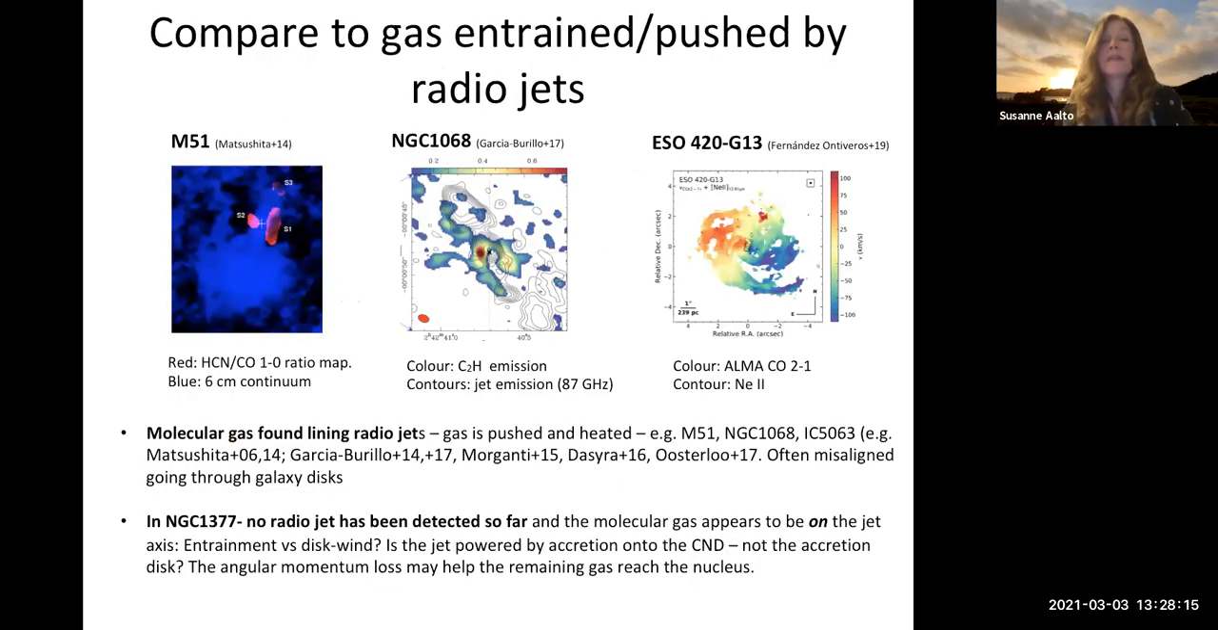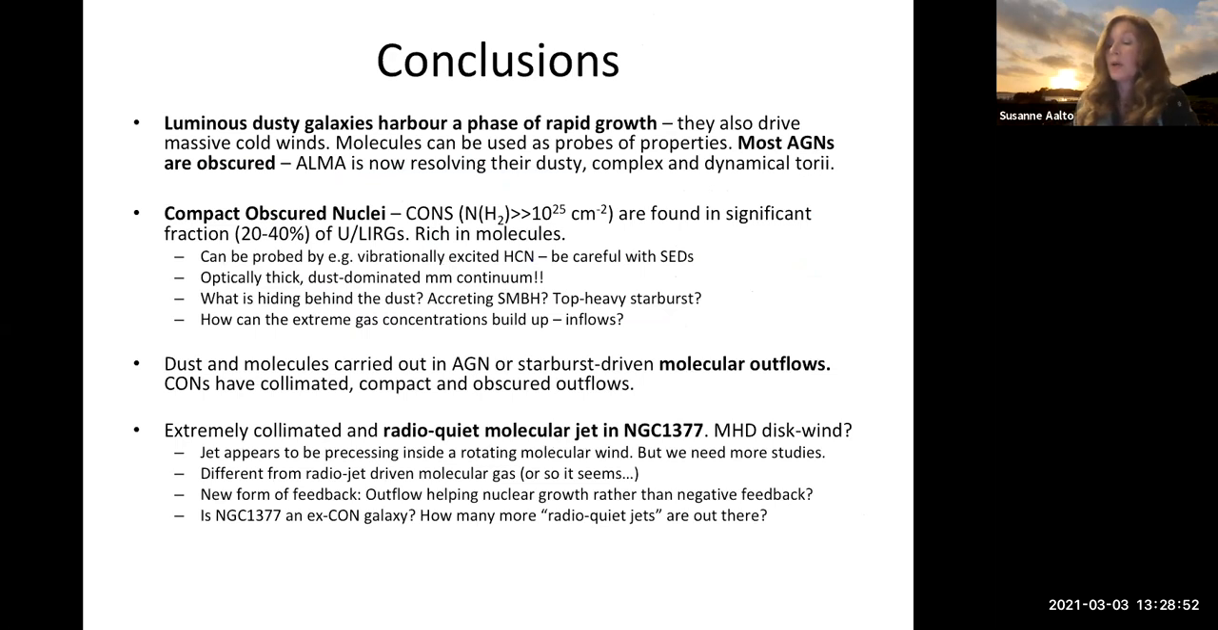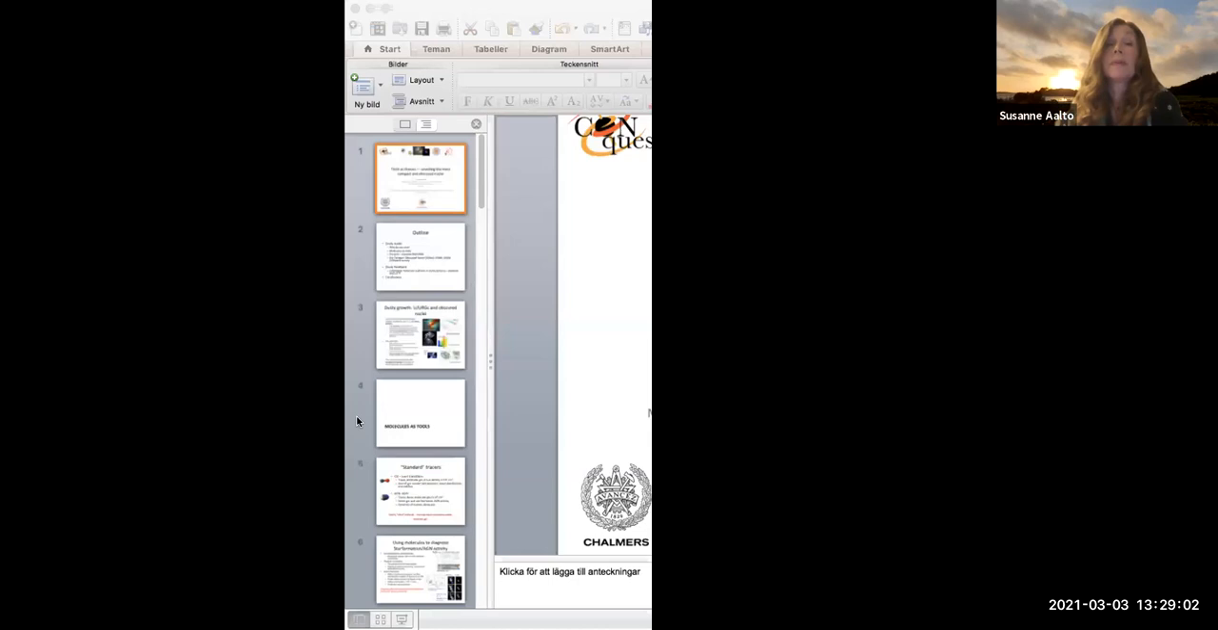And to conclude also that this molecular jet is very different in its structure compared to objects that have radio jets, where the molecular gas is lining the radio jet, and the radio jet is going through the disk, pushing gas in the disk of the host galaxy. This jet in 1377 is perpendicular to the disk of the galaxy, and it has, as of yet anyway, no detected radio emission. So to conclude, we need to study luminous dusty galaxies because they harbor a phase of very rapid growth, and they are extremely important.